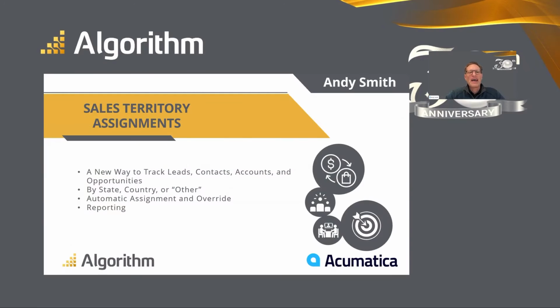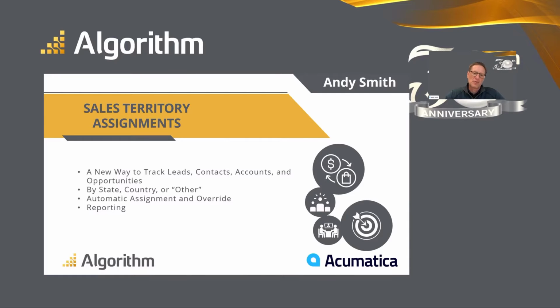We'll be looking at sales territory assignments. And the first thing I want you to notice in that first bullet, it talks about the different types of records where these sales territories have been added to the system in 2023 R2. You see leads, contacts, accounts, and opportunities. And what that means is that you need to be using the CRM part of Acumatica to take advantage of this new feature.